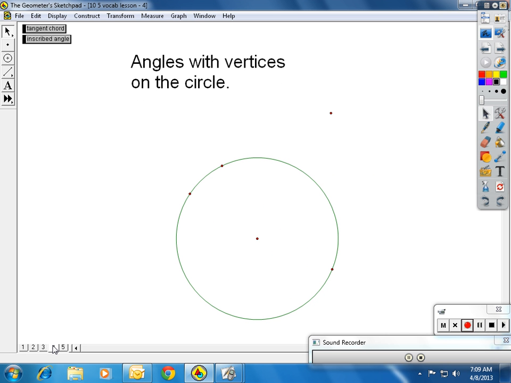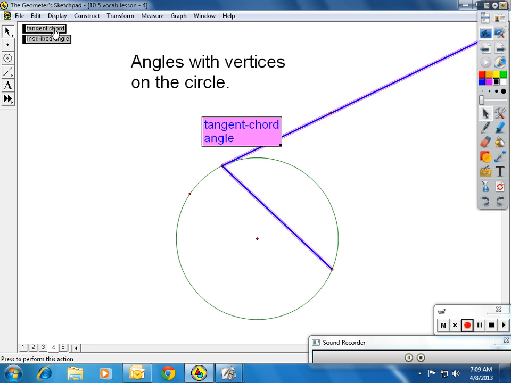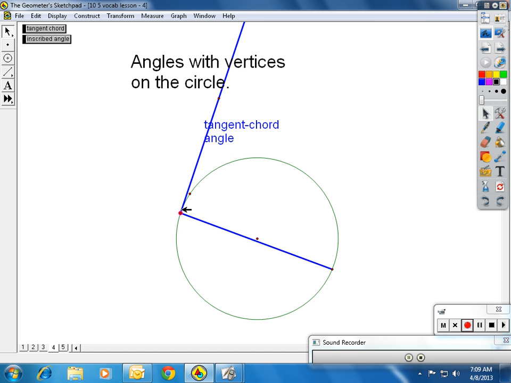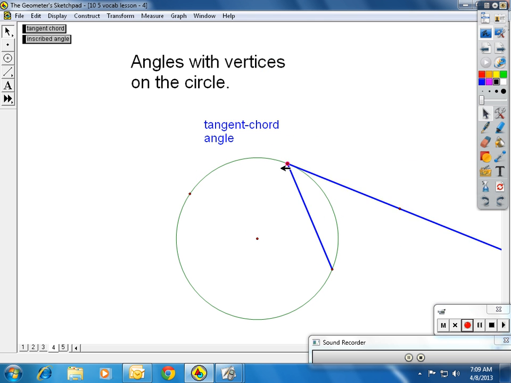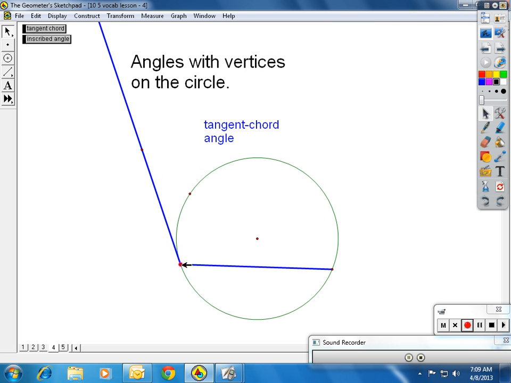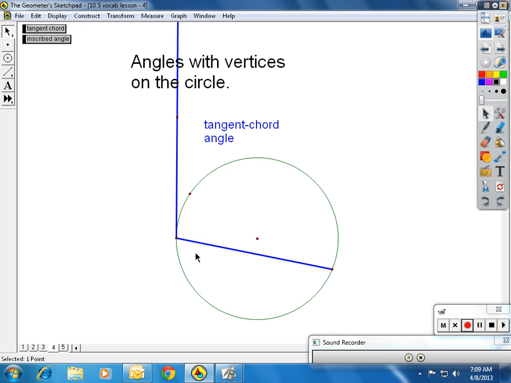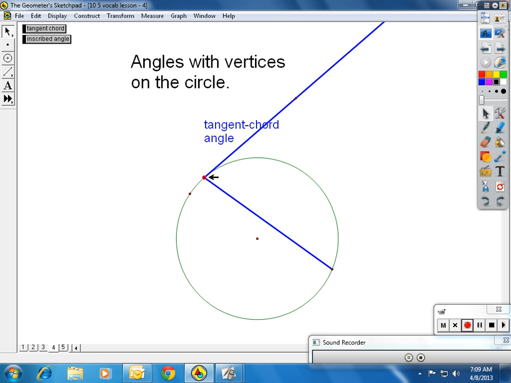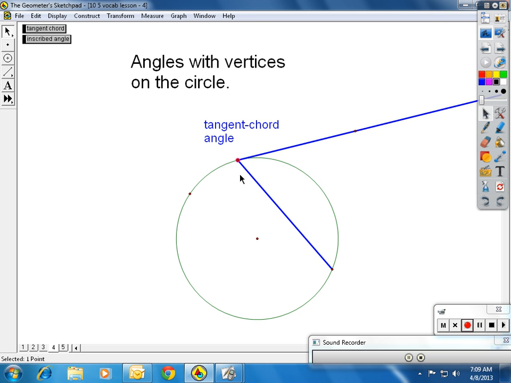Number 4, angles with vertices on the circle. So, first one we'll look at is a tangent chord angle. You can see here that this ray is tangent, and at the vertex it's meeting with a chord. Hence the name tangent chord angle. Okay, so we've got relationships here.